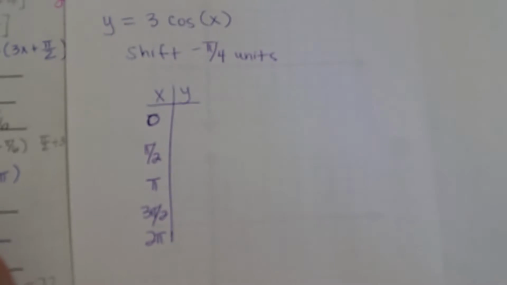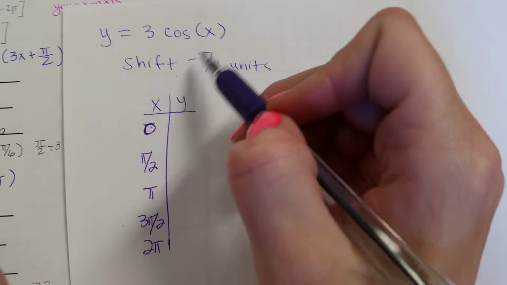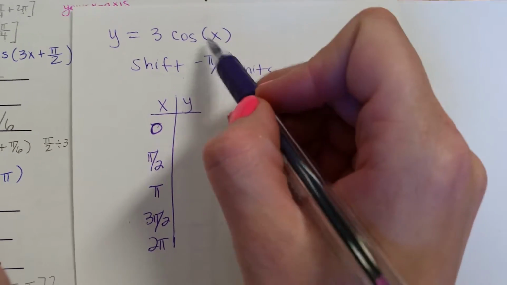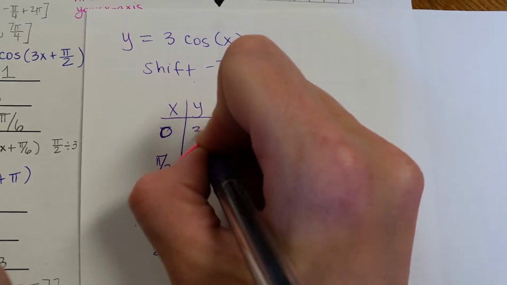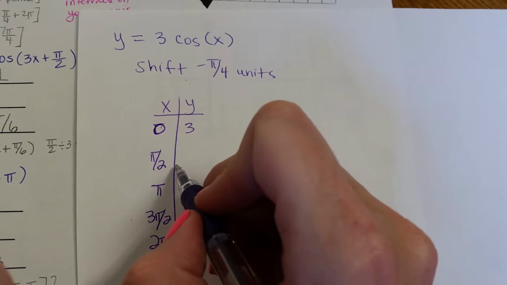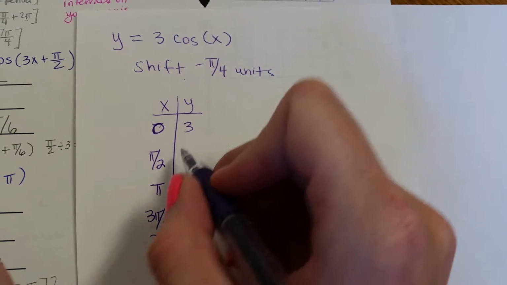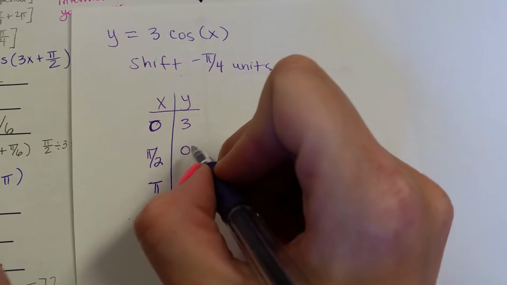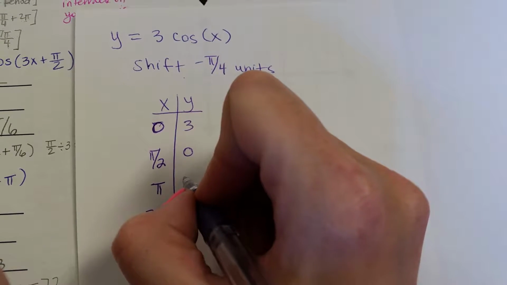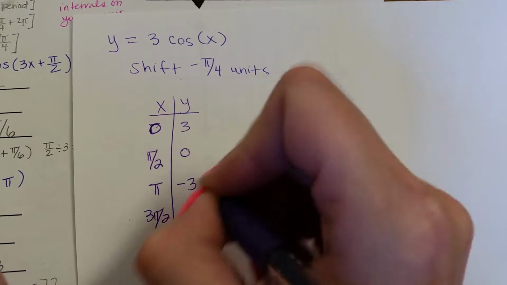So if we were to do that, your cosine at 0 is going to be what? Yep, 1. So 1 times 3 is going to be 3. At pi over 2, your cosine value is going to be 0. So 0 times 3 will be 0. At pi, your cosine is negative 1. So negative 1 times 3 is negative 3.